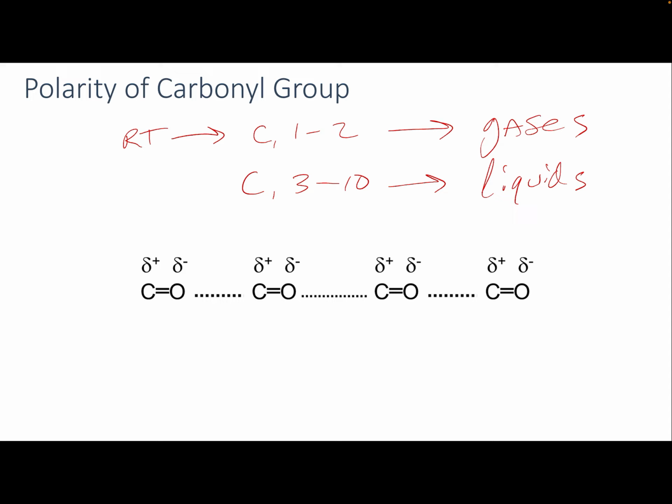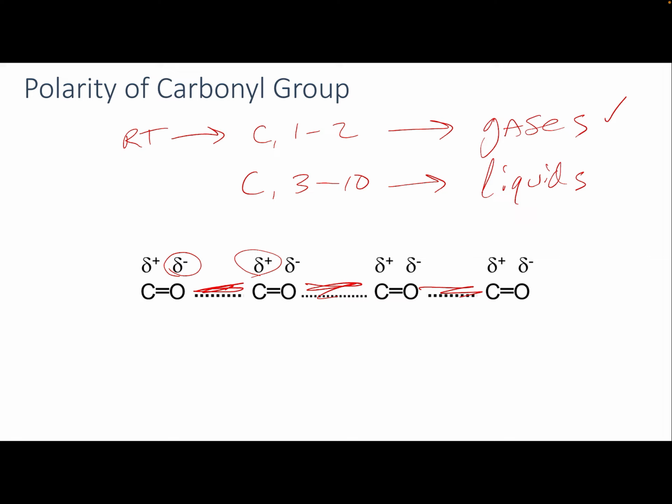The polar carbonyl group, with the negative charge on the oxygen and the positive charge on the carbon, has an influence on the boiling point and solubility because of the way that they interact with each other. So having those negatives and positives on neighboring molecules means that they have some bit of attraction to them. And the longer these chains get, the more other attractions there'll be. And that's why as we start to increase the number of carbons, it becomes harder and harder for our molecules to pull away from each other. That's the difference between gases and liquids.